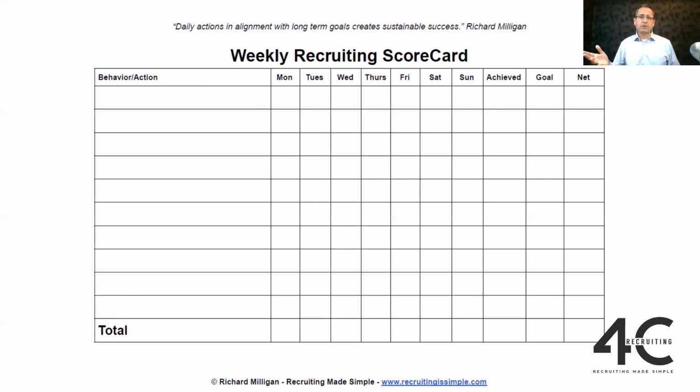These behaviors are everything. The rhythm of your recruiting is everything. If you go for a week and you don't do any of this, you're not going to accomplish your growth goals for 2018. That's the truth. So when you get to the end of the week and you score yourself underneath achieved and you measure it against your goal with a net score, this is a very easy way to hold yourself accountable.